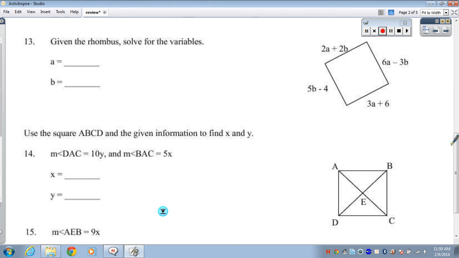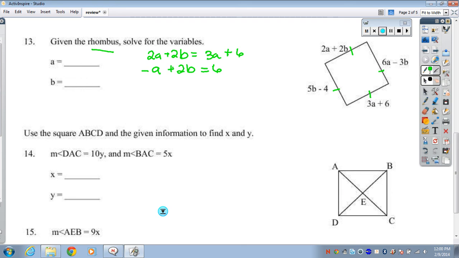Number 13, given the rhombus, we know all sides in a rhombus are congruent. We could do this multiple ways. I'm going to say let 2a plus 2b equal 3a plus 6, just like we do with all the other parallelograms. So we have 2a plus 2b equals 3a plus 6. I'll subtract 3a. So that's going to give me negative a plus 2b equals 6.